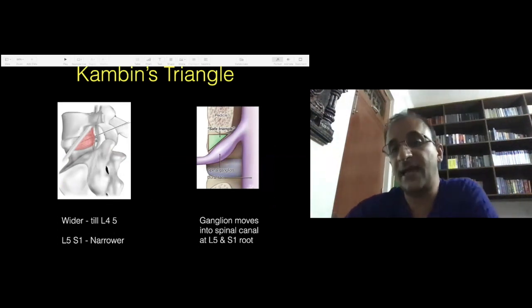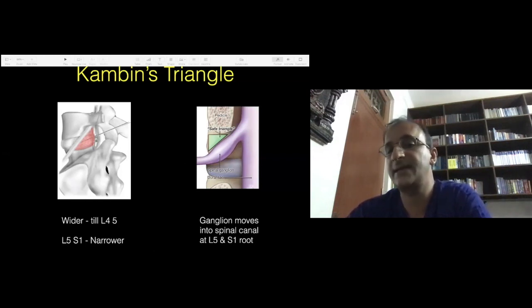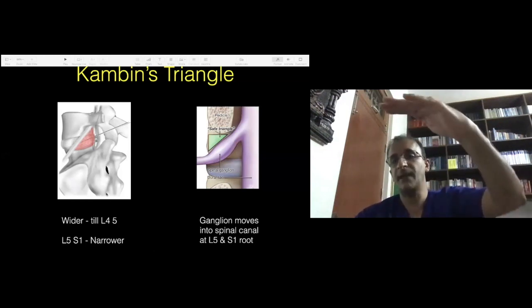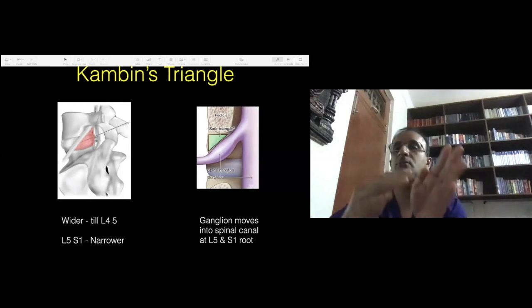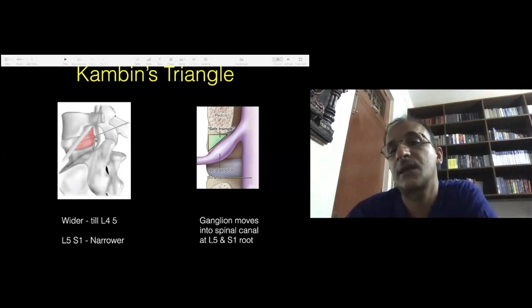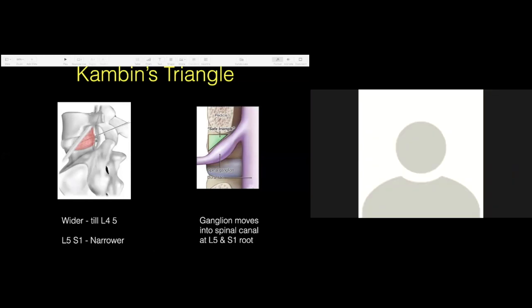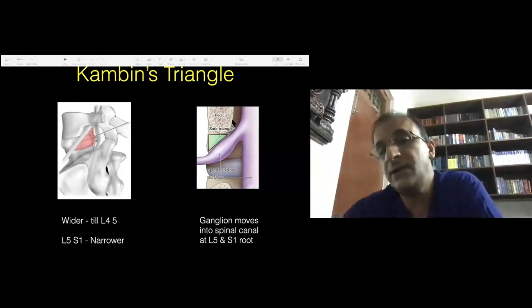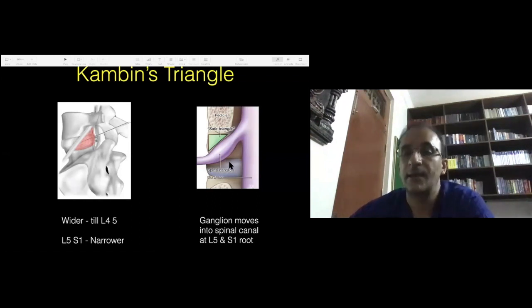Now, there is an important aspect of the exiting nerve root as well. For the exiting nerve root, you have the dorsal root ganglia here. The ganglia keeps on moving inside as we come down. From L1-2 to L5-S1, the ganglia moves a bit inside. What is this area called? Can anybody tell me? Axilla. So the ganglia is moving more towards the traversing root and to the spinal canal as we are going in.